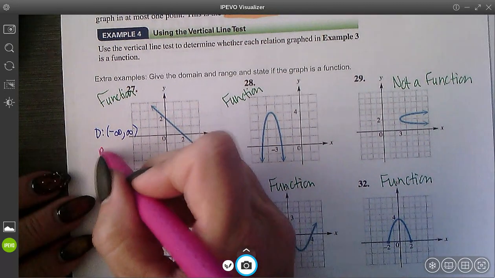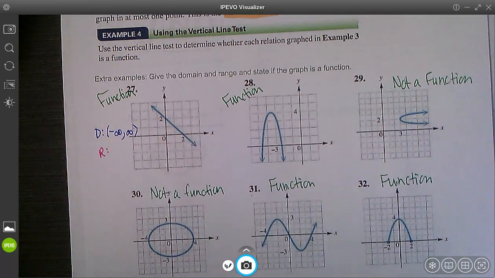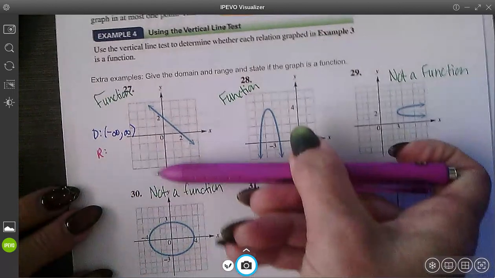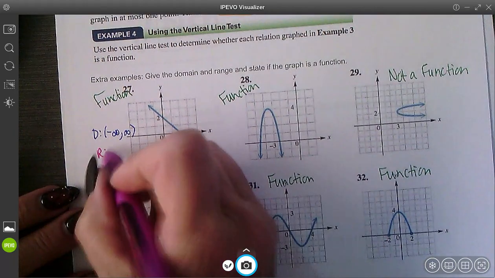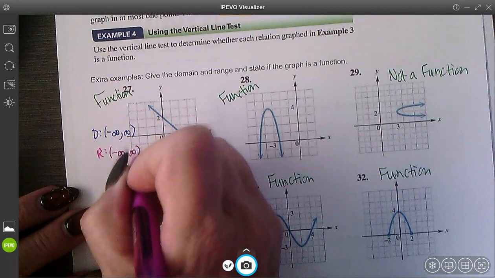The range, we are going to scan the graph from the bottom to the top. First thing you run across is an arrow, last thing you run across is also an arrow, so the range is negative infinity to infinity.